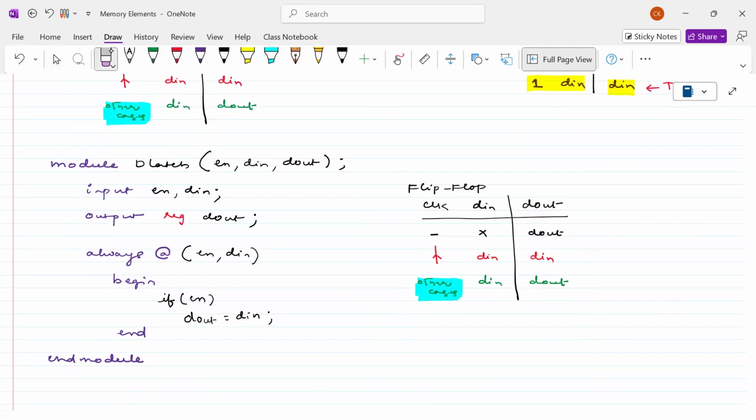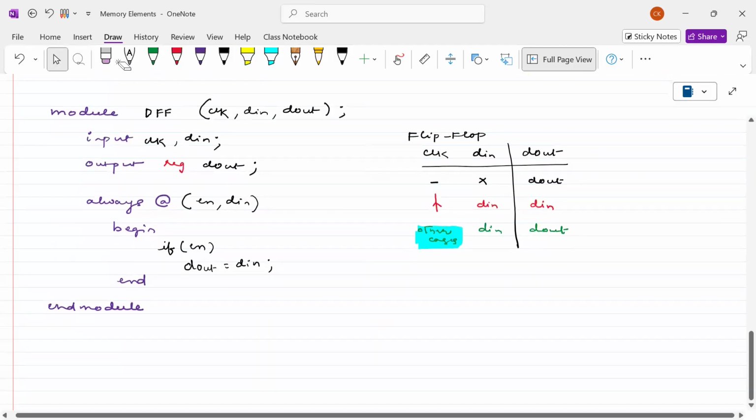So instead of the D latch, we write D flip-flop, DFF. Instead of the enable signal, what can we write? The clock signal, CLK. Very good. And here also we need to change to CLK. The output is the same as this one.